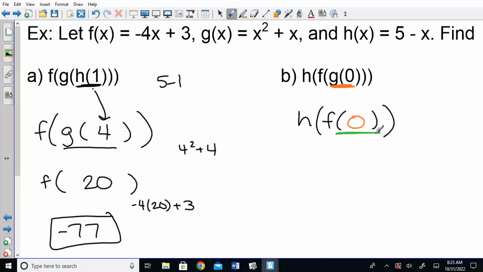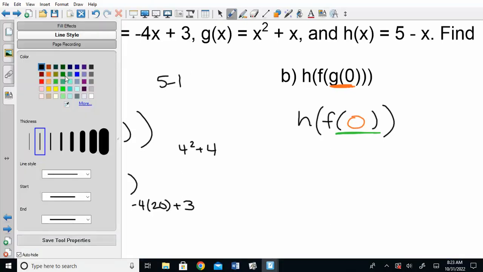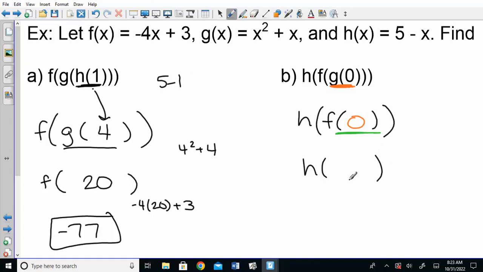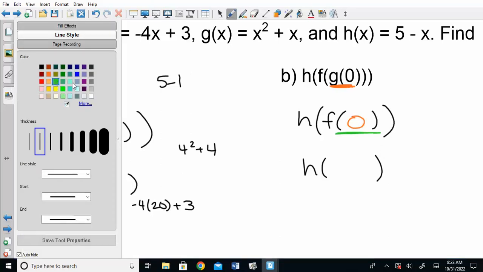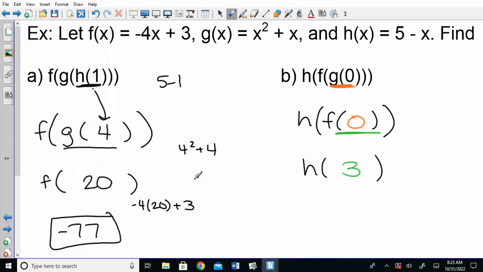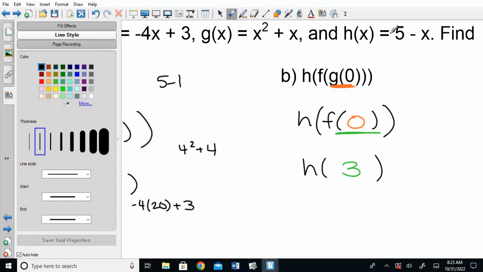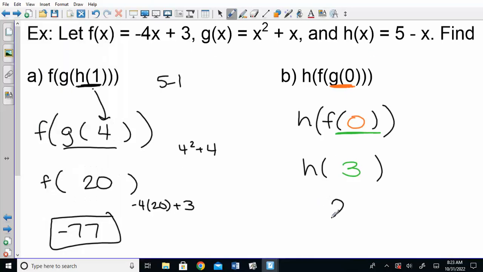So now we have f of 0. So the h stays, but what is f of 0? If you go to f and plug in a 0, you get 3. So then we have h of 3. So if I plug a 3 into h, 5 minus 3 is 2. Dos. All right.